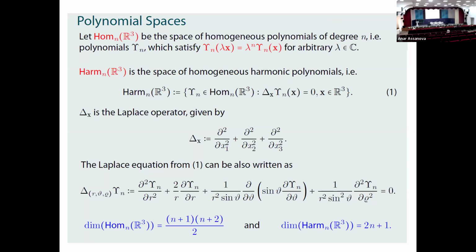From this one can also immediately get the dimension of the corresponding spaces. You see the space of homogeneous polynomials of a certain degree is very large, quadratic, and the dimension of the space of harmonic polynomials is 2n+1. If you compare it with the periodic setting on the torus, the one-dimensional torus can be seen also as an S1. We are here on S2. And there the harmonic functions of degree n on the torus are sine nx and cosine nx. The dimension of the harmonic polynomials on S1 is 2, and here the dimension is 2n+1.